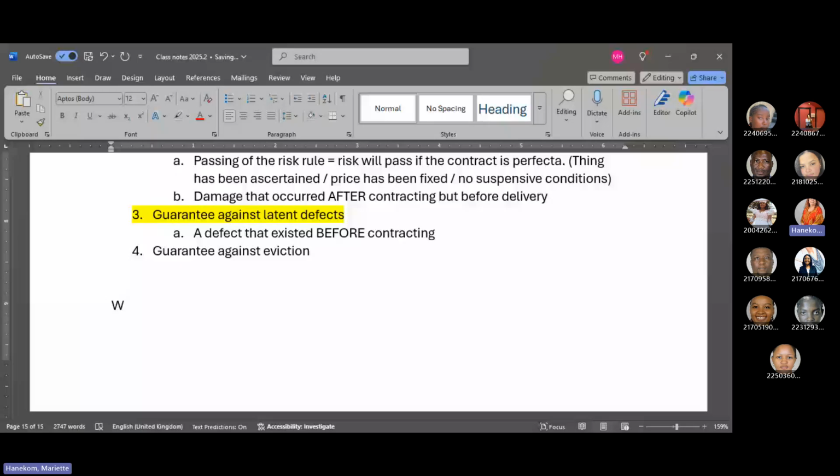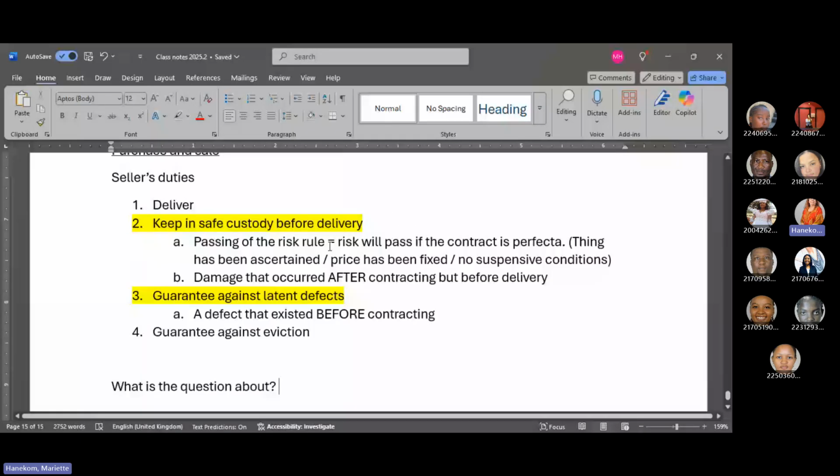First, figure out yourself, what is this question actually about? Is it about latent defects? Is it about safe custody and the passing of the risk rule? Is it about eviction? Then you give me the theory.